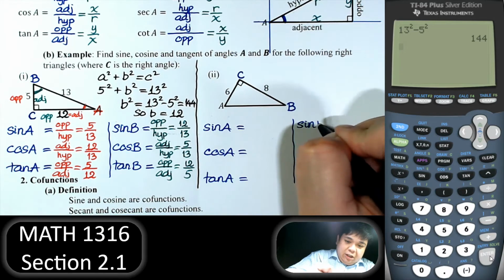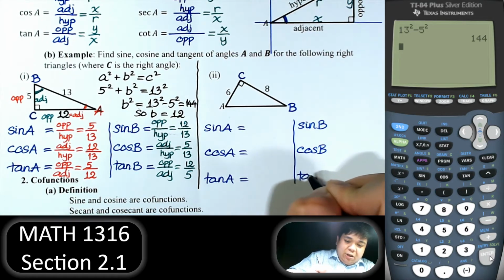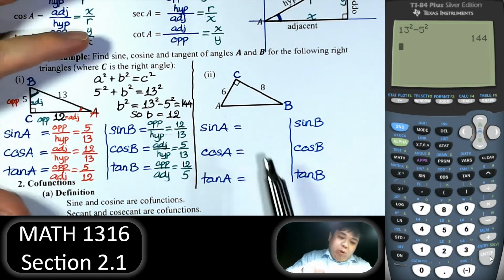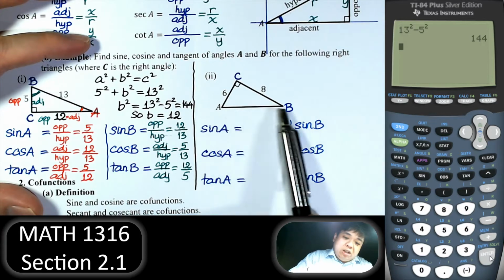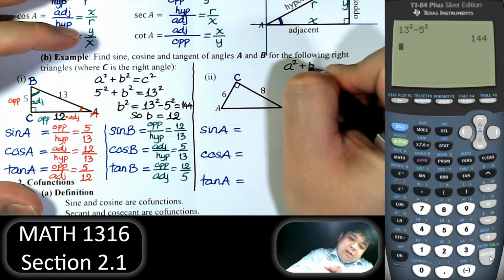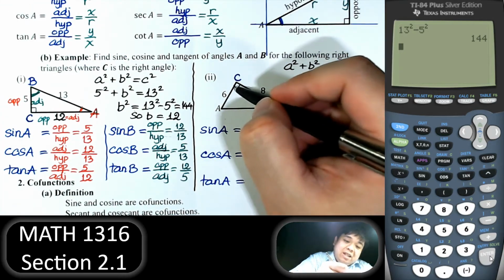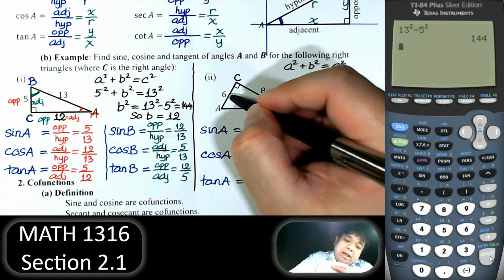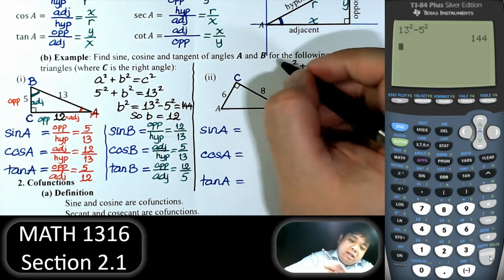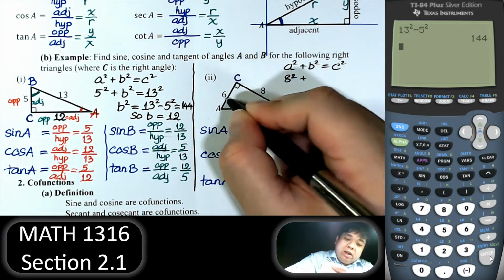Sine of B, cosine of B, tangent of B. Right, first we're going to find the hypotenuse in this case, which is C. So A squared plus B squared equals C squared, because that's the right triangle at C. A is opposite to angle A, so A is going to be 8, and B, opposite to angle B, is 6.